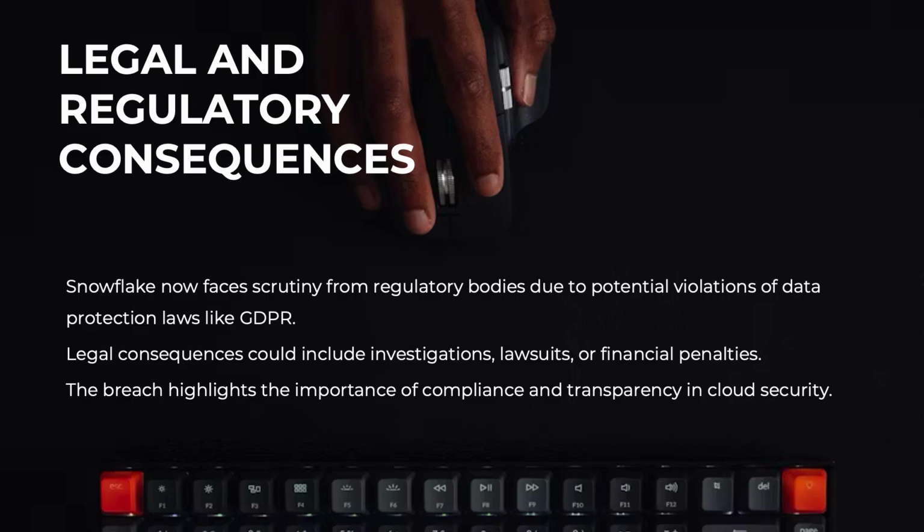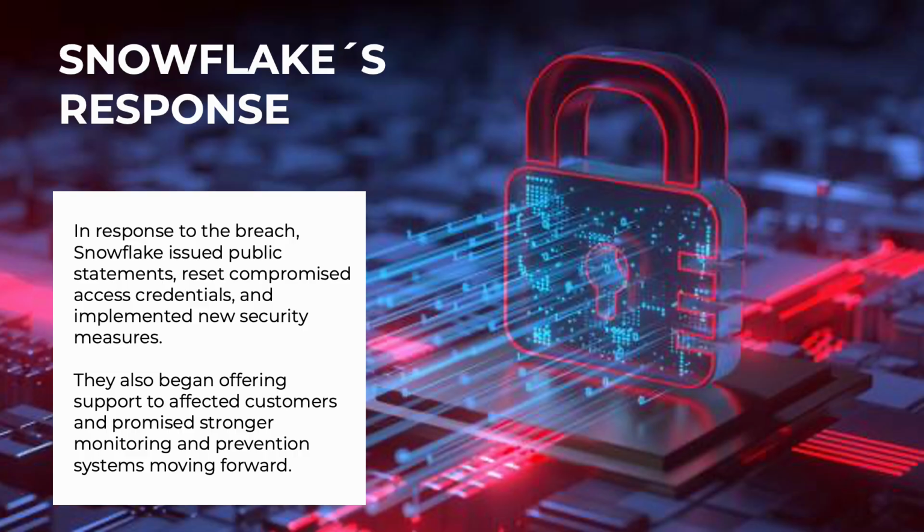Legal and regulatory consequences. Snowflake now faces scrutiny from regulatory bodies due to potential violations of data protection laws like GDPR. Legal consequences could include investigations, lawsuits, or financial penalties. The breach highlights the importance of compliance and transparency in cloud security. Snowflake's response: in response to the breach, Snowflake issued public statements, reset compromised access credentials, and implemented new security measures. They also began offering support to affected customers and promised stronger monitoring and prevention systems moving forward.